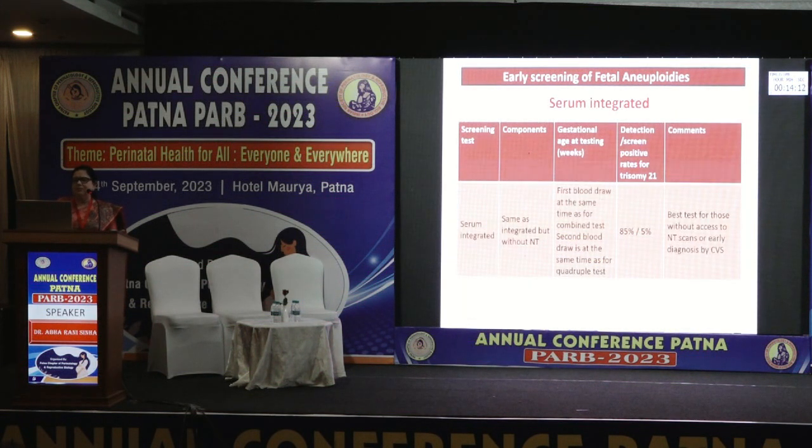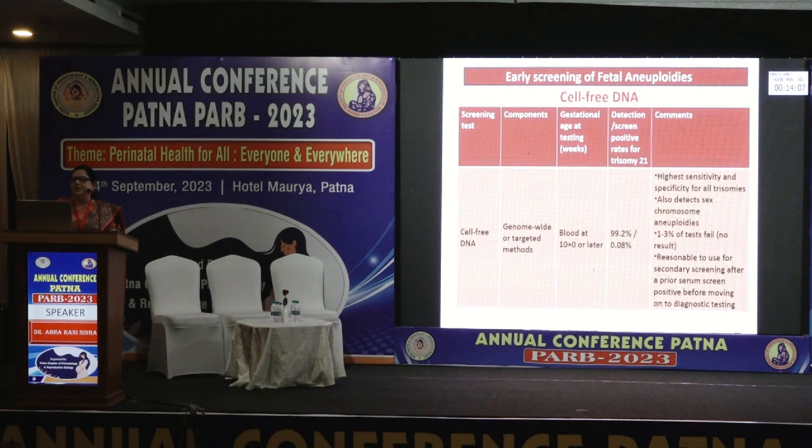Integrated test is the same, but it is without nuchal translucency. It only takes the serum values.